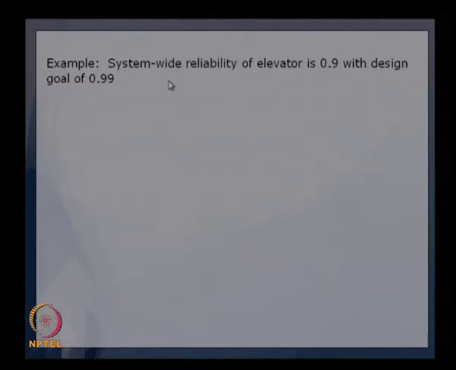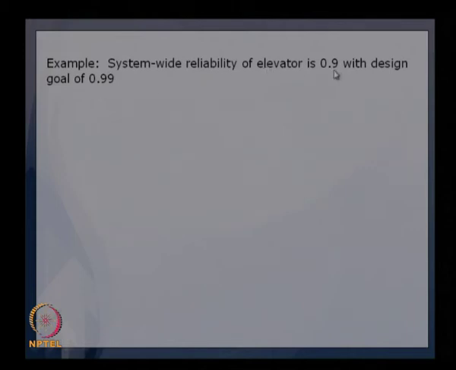This is another example. Here the system wide reliability of the elevator is 0.9 with the design goal of 0.99. So, what we are saying here is that there is a system wide requirement of reliability which is to be maintained at 0.9 and with a design goal of 0.99.